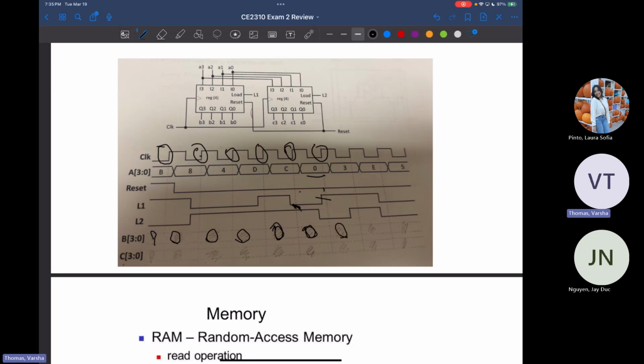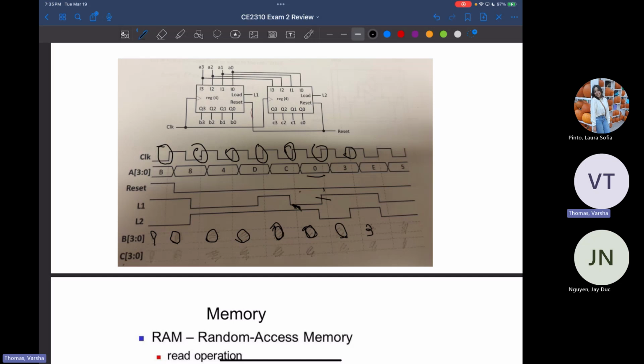And we're gonna move to the next rising edge. For the next rising edge, we look at the reset. Reset is 0, so we look at the load 1 again. Load 1 is at 1, so we're gonna use the new input now, which is 3.